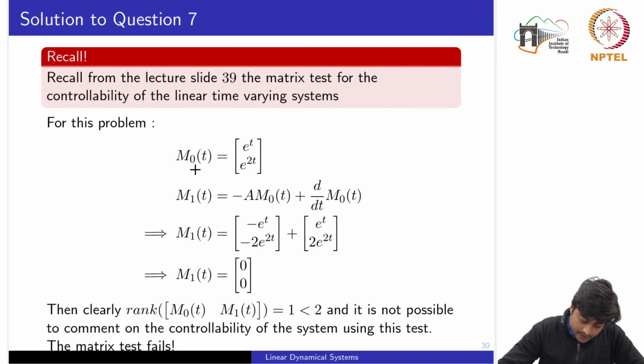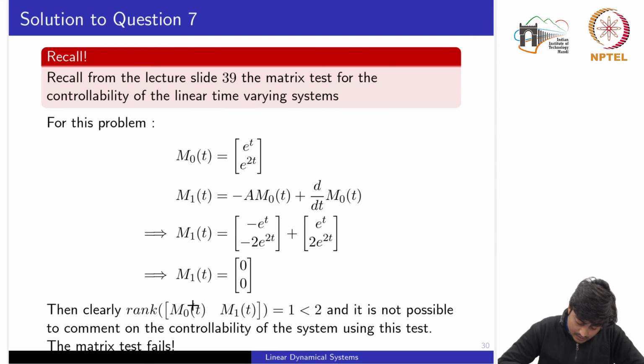Now the way we have computed this M matrix is detailed in the lecture slides. Now if the rank of this matrix M0 and M1 happens to be 2, then it would definitely be controllable. Now the rank of this matrix is less than 2, which is 1, and being only the sufficient condition, we cannot guarantee whether our system is completely controllable or not.